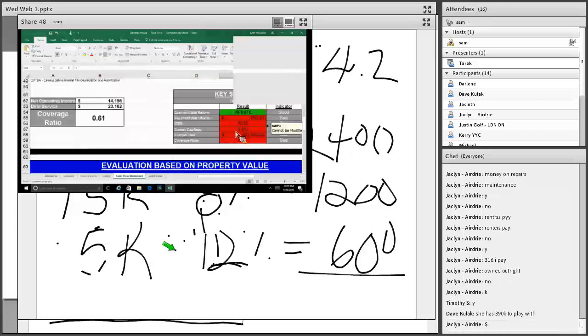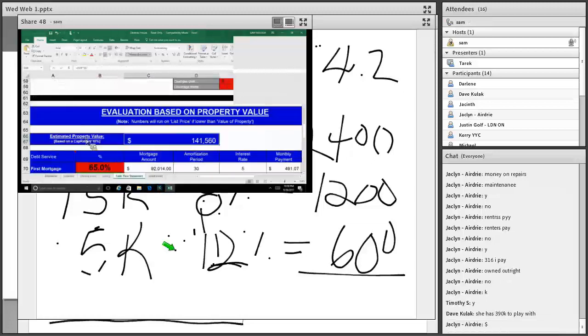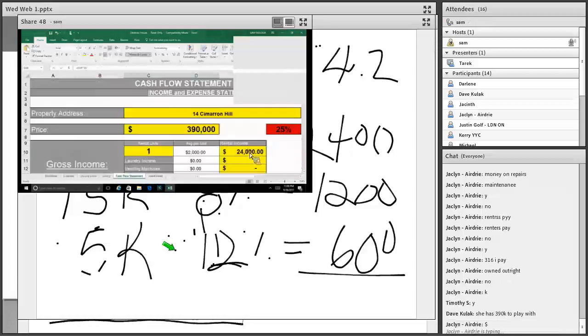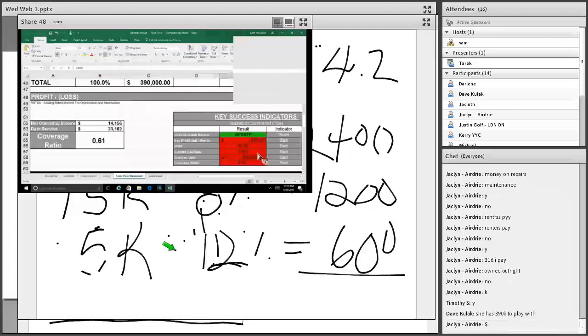This is interesting. If you see the estimated property value based on income is $141,000. That's because this income that she's getting against the actual amount that she's putting in is huge. Like this is a huge amount of money versus the income that she's getting, right? And hence that's the cap rate. It's 3.6%. It's low. Now, lease option would be a better option than the current situation, I would think.